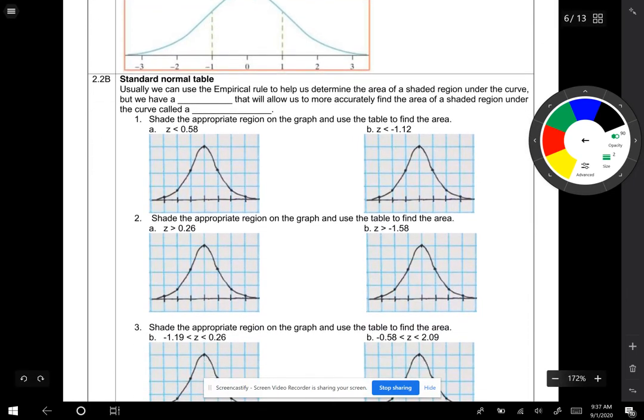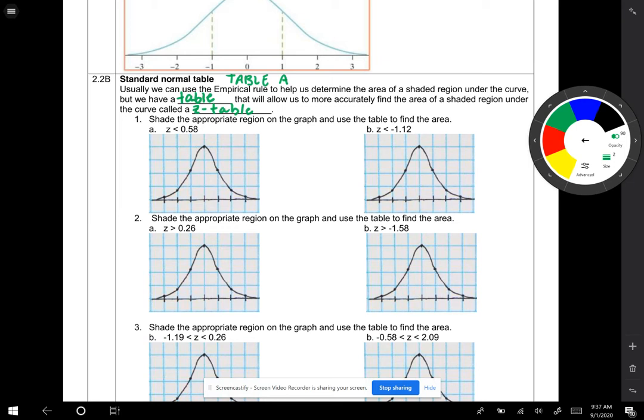Usually we can use the empirical rule, like we did in the previous example, to help us determine the area of a shaded region under the curve, and that's if it falls specifically on those standard deviations. But we have a table that will allow us to more accurately find the area of a shaded region under the curve, called a z-table. So if you look at the next 2 pages of your notes, that will be table A. I'll refer to that often.